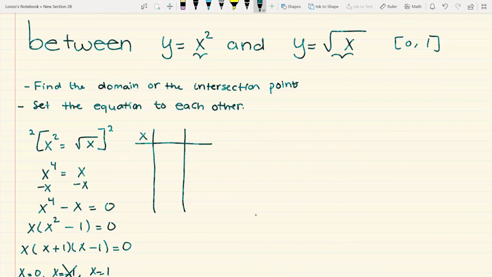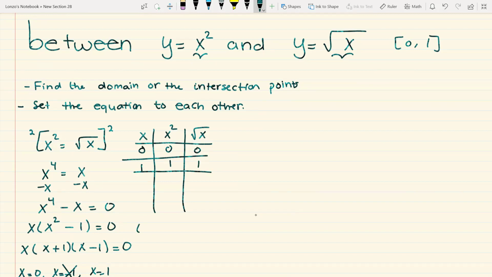So you'll put x here, and then one of your functions is x squared, and then the other one is square root of x. And then this is going to be 0. If you put 0 here, your output is still 0, and when you put 0 in the square root, your output is still 0. Our other x value we can use is +1. So when you put 1 here, 1 squared is 1. When you put 1 here, square root of 1 is 1.